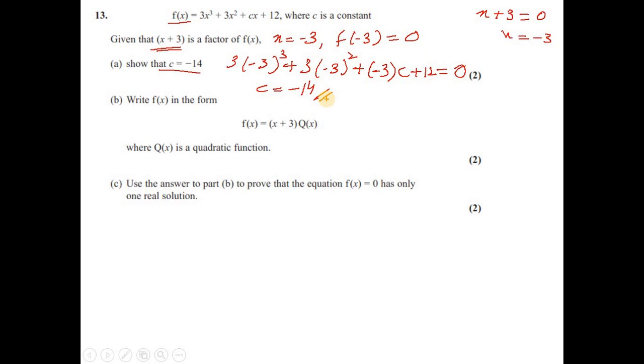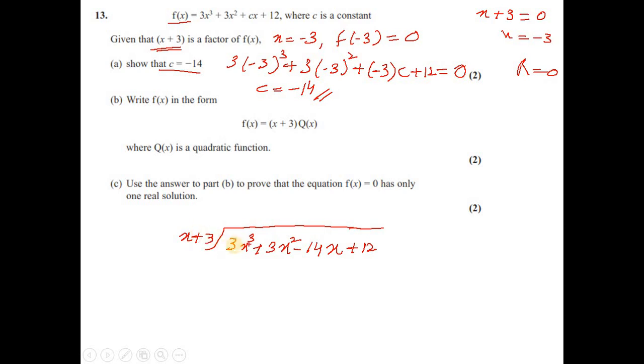Part B, write f of x in the form f of x equals x plus 3 times q of x. You know that because x plus 3 is a factor, your remainder is 0. That means you can use long division to divide your function f of x, that means 3x cubed plus 3x squared plus cx, and now I'm writing minus 14x because I have found the value of c, so minus 14x plus 12, divided by the factor, which is x plus 3.